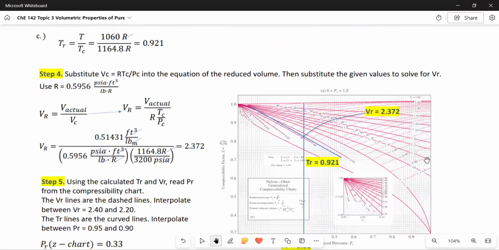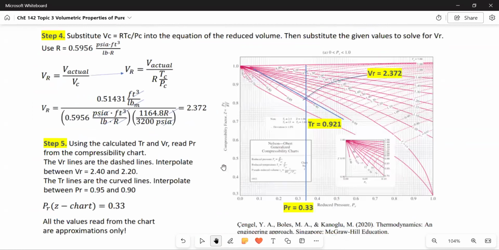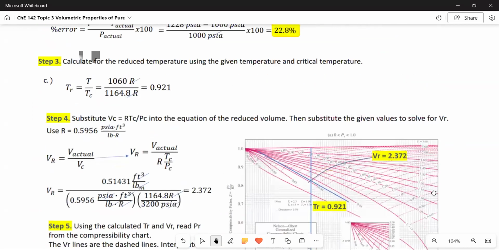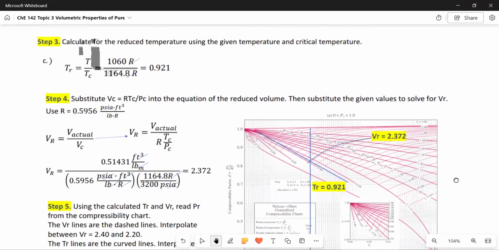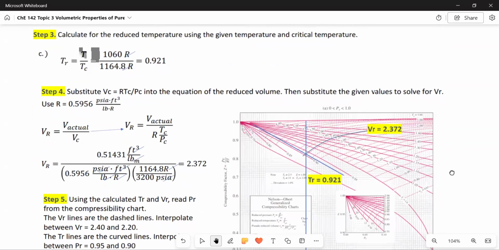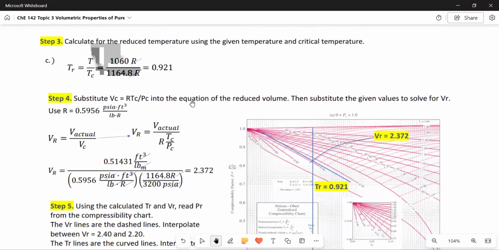Next is we use the compressibility chart. So we first calculate PR and VR. PR is this value. We're already given the critical temperature, and then VR is V actual over VC. Okay, so how do you get VC? It's not given. Simply calculate R TC over PC. So that will give you VC, and then doing that will give you VR.